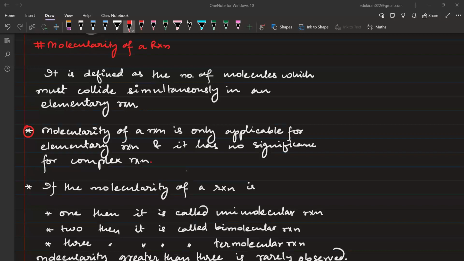This may be asked when you are asked to write the difference between molecularity and order, you can write this point also. Order of reaction is applicable for each and everything, for all reactions, but molecularity is only applicable for elementary reactions and it has no significance for complex reactions. Okay, so in complex reactions molecularity has no significance.